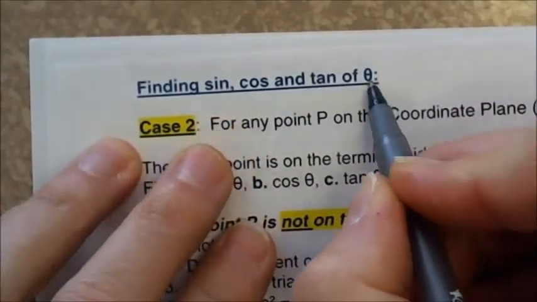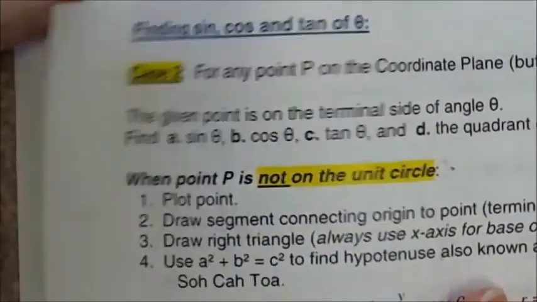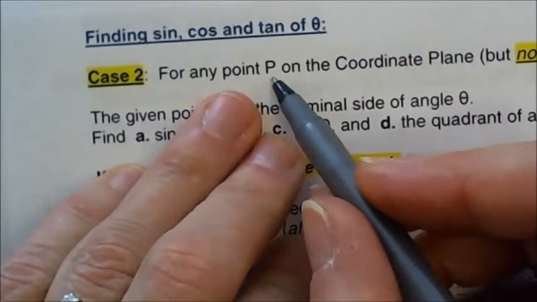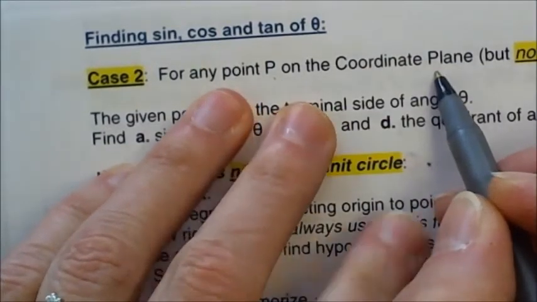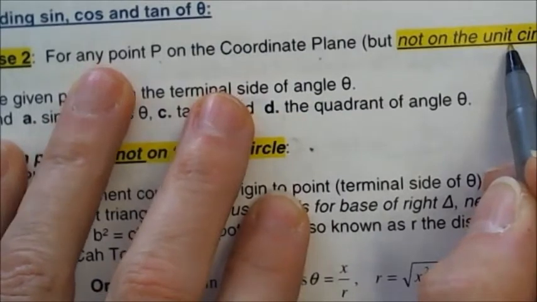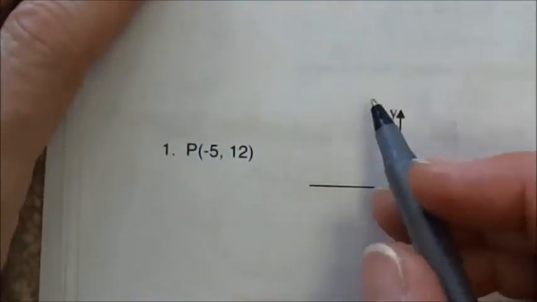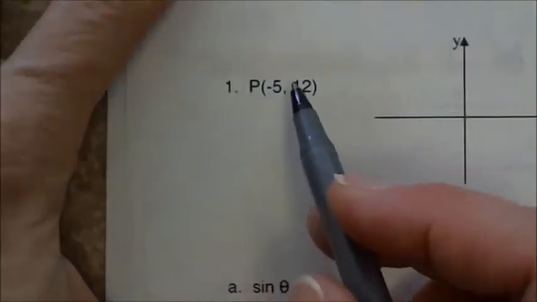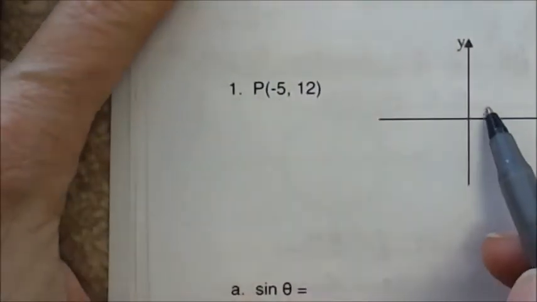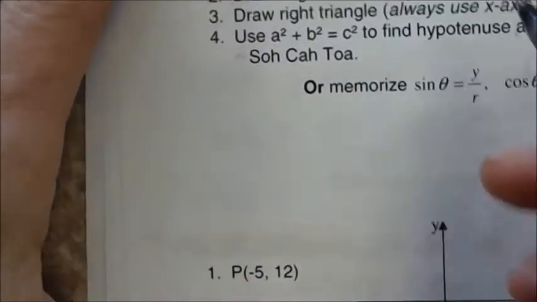What we're going to do tonight is find the sine, the cosine, and the tangent of an angle theta, but this time instead of being on the unit circle like last night's video, we're going to be given a point somewhere in the coordinate plane, but it's not necessarily on the unit circle. So this is another case. We're going to be given a bunch of random points. They're not necessarily on that little tiny unit circle. They could be anywhere.